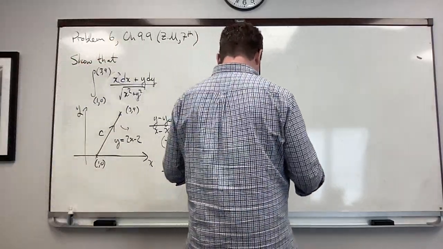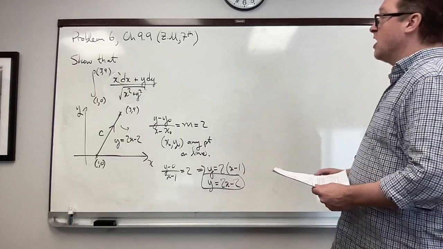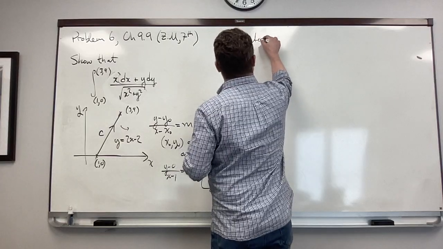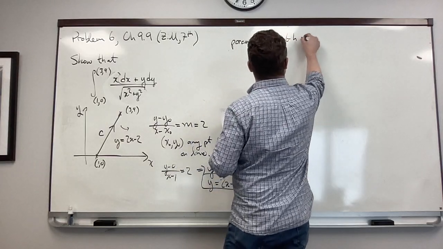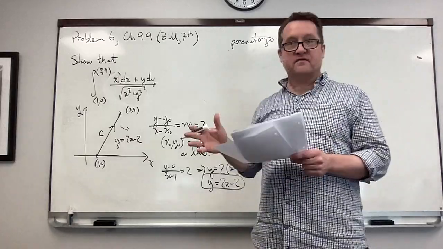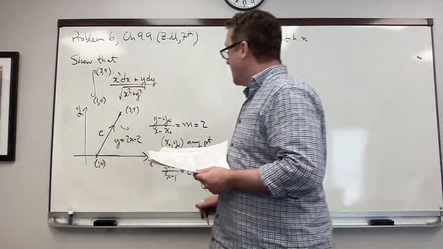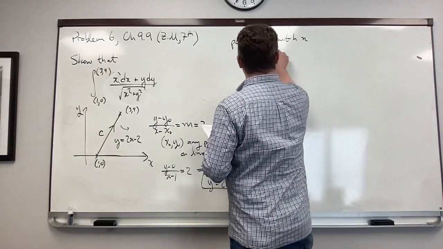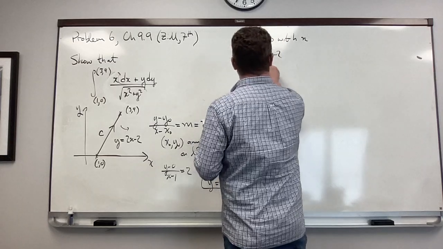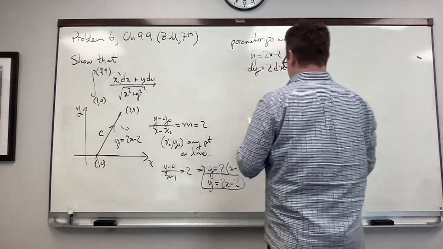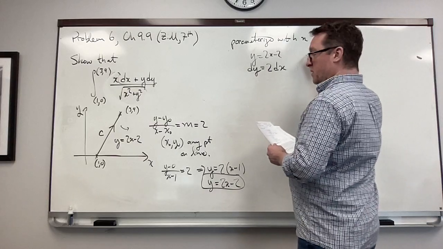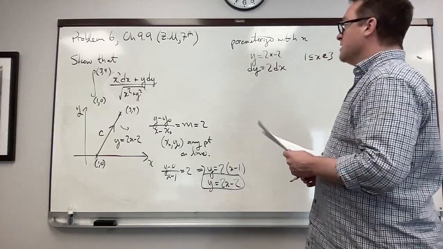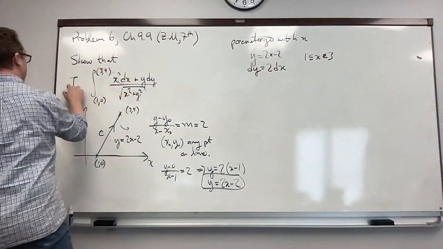Okay? So let's do this integral. I'm going to parameterize this integral with x. What does that mean? That means we're going to eliminate y in favor of x. x is going to go from 1 to 3, and we're going to replace all the y's with 2x minus 2. That's the idea here, right? So we have our y equals 2x minus 2. That means our dy equals 2 dx, right, in our equations. And we're going to have x go from 1 to 3.